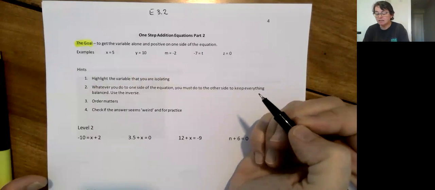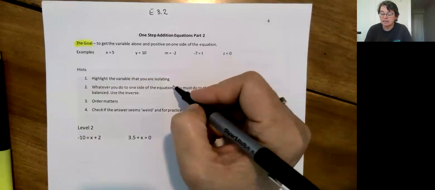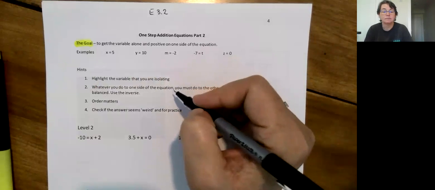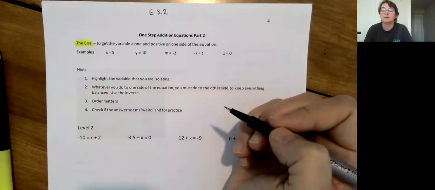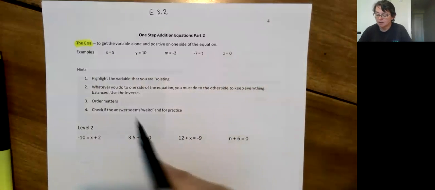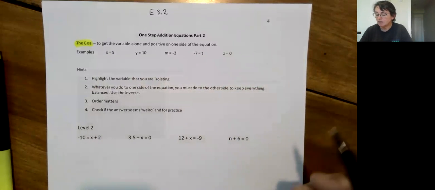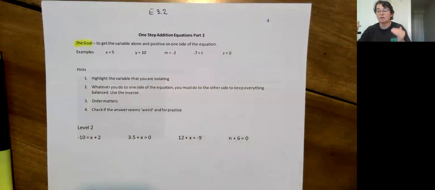Now, just some ideas for you. I like to highlight the variable that I'm isolating. It makes it easier for me to see what I'm doing and also easier to show you guys. Whatever you do to one side of the equation, you have to do to the other side to keep everything balanced. If you watch the other video, it's like being on a scale. You got to keep both sides the same. As long as they're the same, then your equation is still correct.